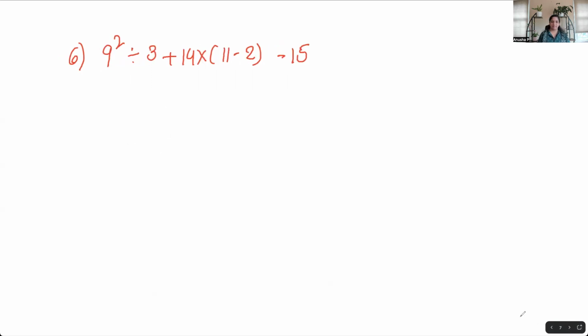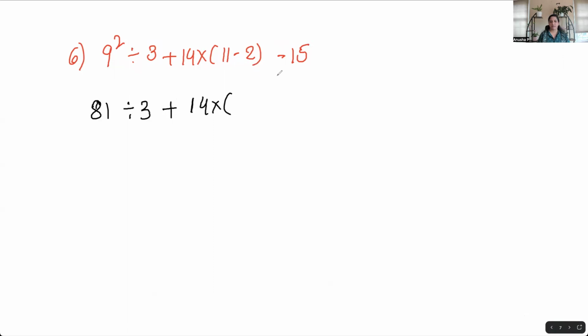In the next example, you have so many operations there: multiplication, division, exponents, and everything. So we will start from left to right and solve one by one. So 9 square is 81 divided by 3 plus 14 times. We have to solve the parenthesis first actually, but here, in this case, it is separated. So I did exponents along with the parenthesis too, so that I can reduce one step in the answers, okay?